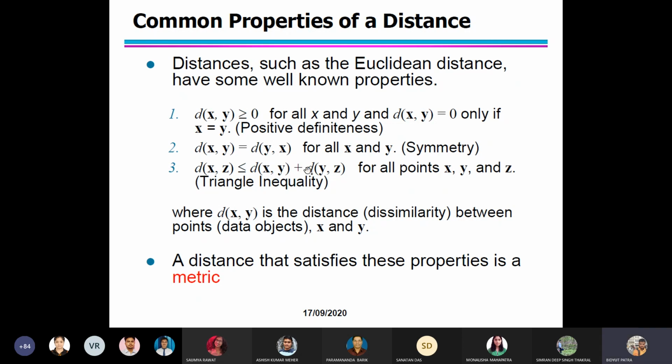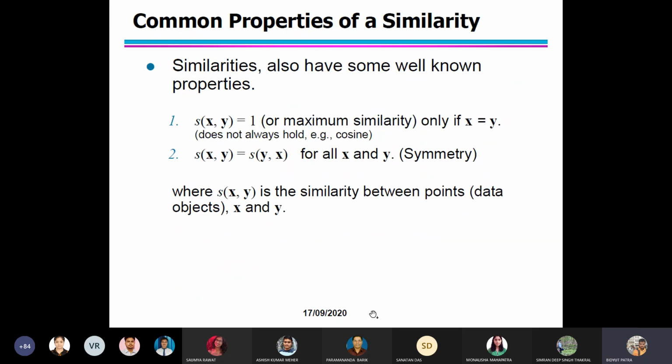Euclidean distance is a metric. Any Euclidean distance or any Minkowski distance, those are all metrics. So L1, L infinity, and everything in Minkowski's distance is basically a metric. Similarly, a similarity measure also has properties: if x and y are the same, then it will be maximum, and it is symmetric also.